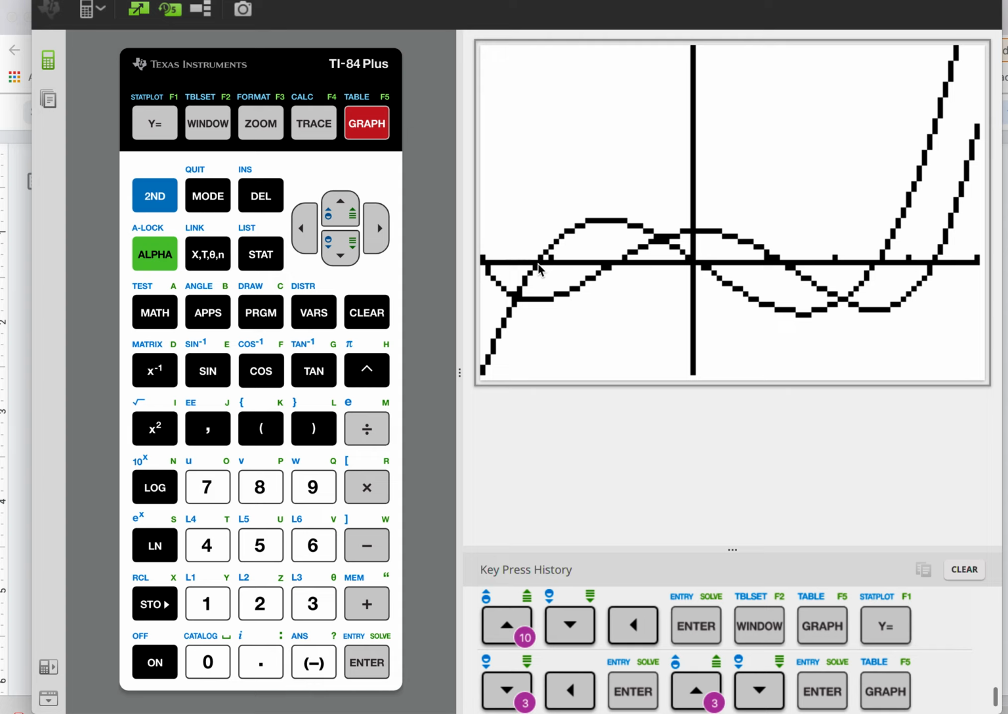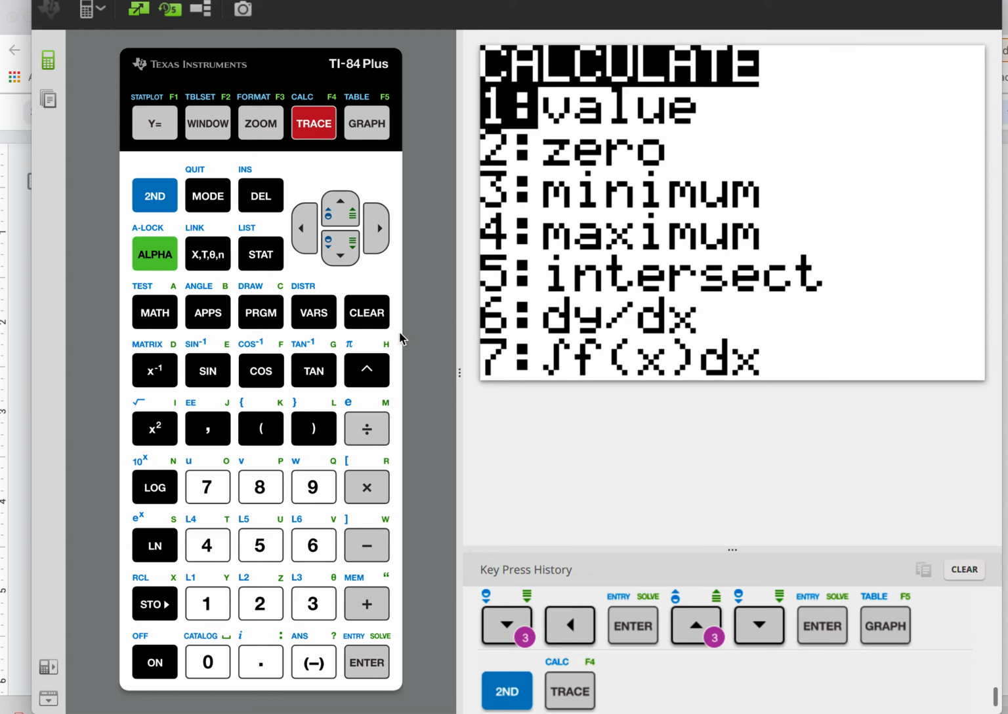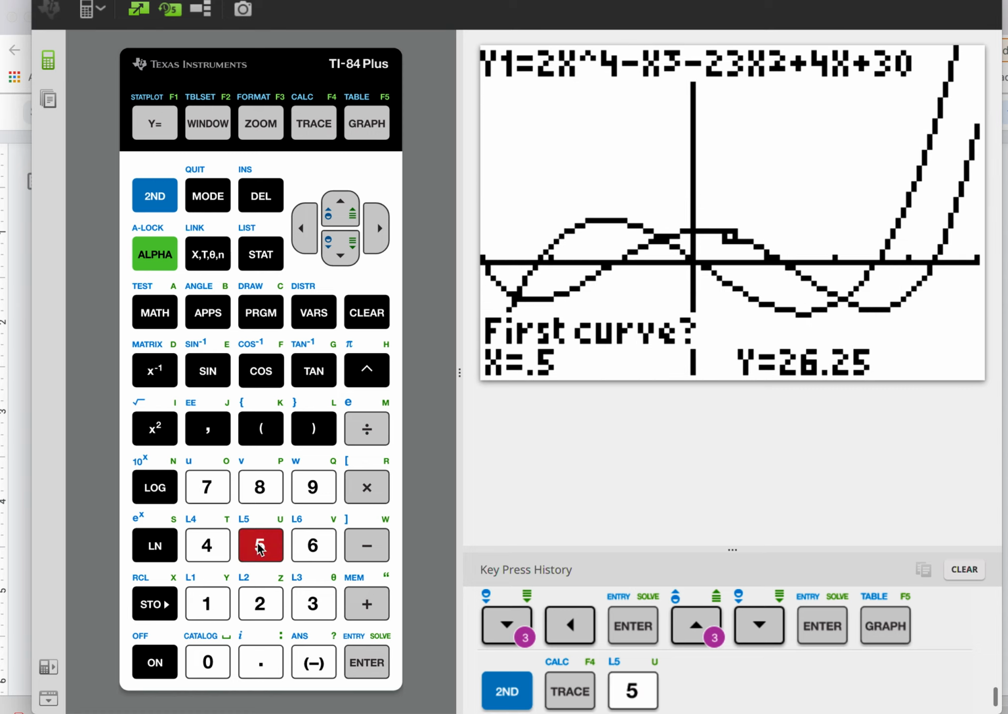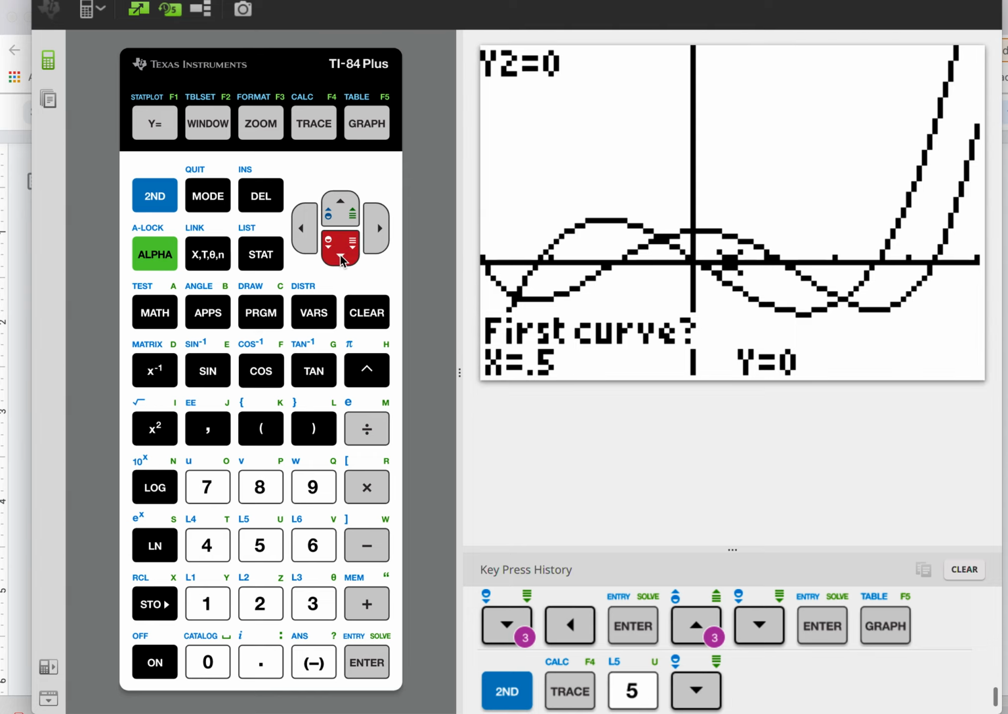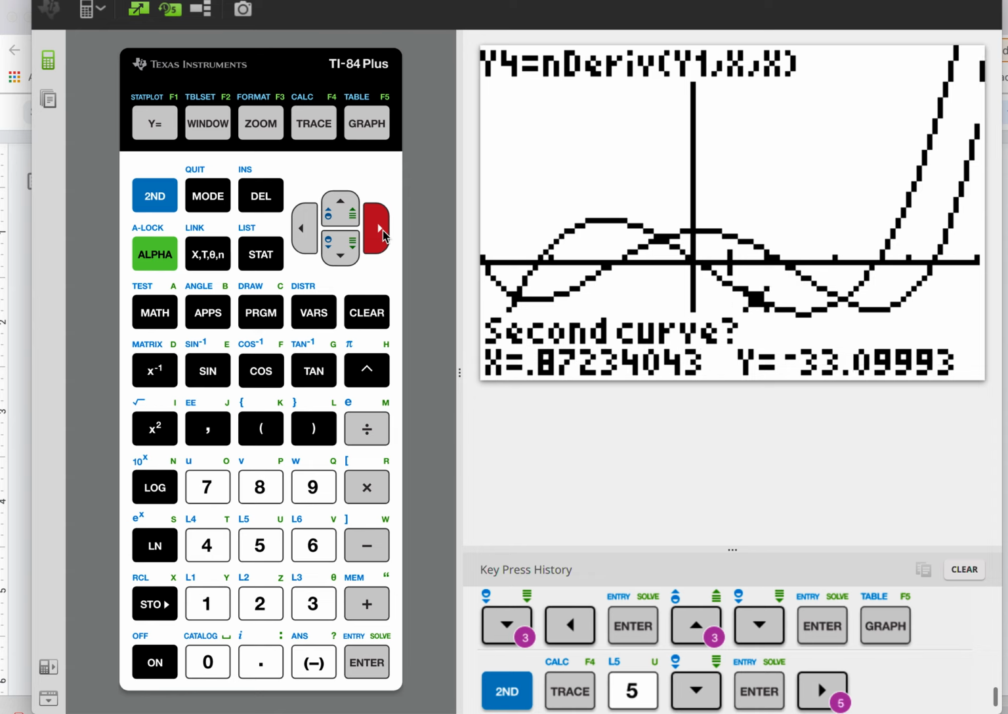So to find any one of these zeros, I can do second and then the trace, and then I'll choose intersect to use that y equals 0 feature. And then I just want to make sure I've got the derivative equation in the upper left corner here. It tells me which function I'm graphing. I'm on y1. I want to be on y4, so I down arrow. And actually, I'll choose 0 because I want to know where it's a 0. And then I'll go down to this one. And I can go left or right to get to the closest one. I'm going to start here on the right-hand side, so I'll get closest to that one out there.